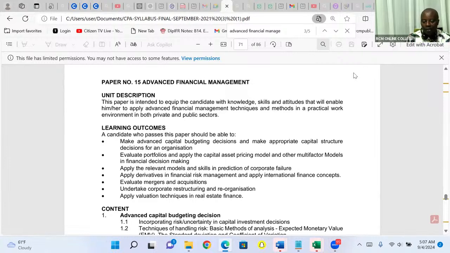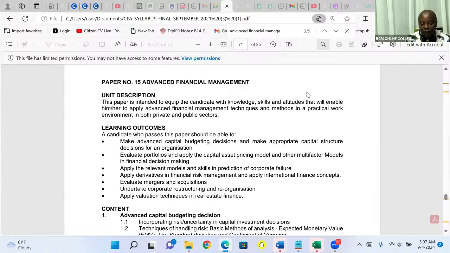Then my role is basically to take you through the entire syllabus of the AFM, for us to appreciate what really is expected of us to be able to pass this paper in round 1. Remember, the concept here is that we should be able to pass this paper on the very first attempt. You should not go to the second attempt. So it's paper number 15, Advanced Financial Management.